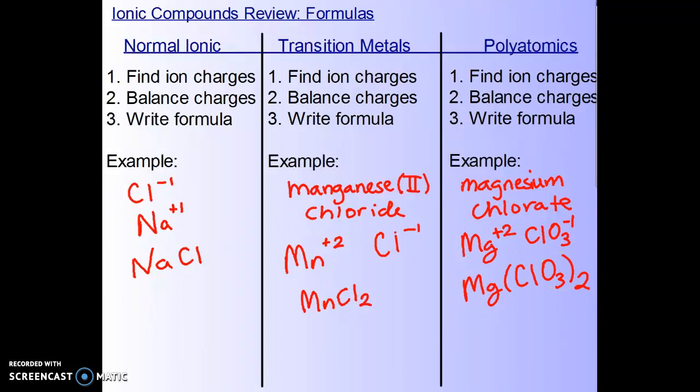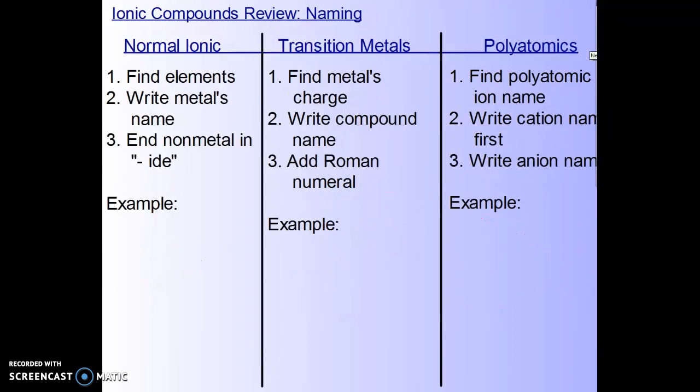Okay. And finally, reviewing naming for each of these. When we have a main group metal or a normal binary ionic compound, you will find the elements on the periodic table. Write the name of the metal, because the metal's name never changes. The metal's name goes first, and then end the name of the nonmetal in "ide." So if I had this formula, let's see. If I had BaO, I would look these up, and I would find that this metal is barium, and this nonmetal is oxygen, so the ending changes to "ide," so it becomes oxide, barium oxide.